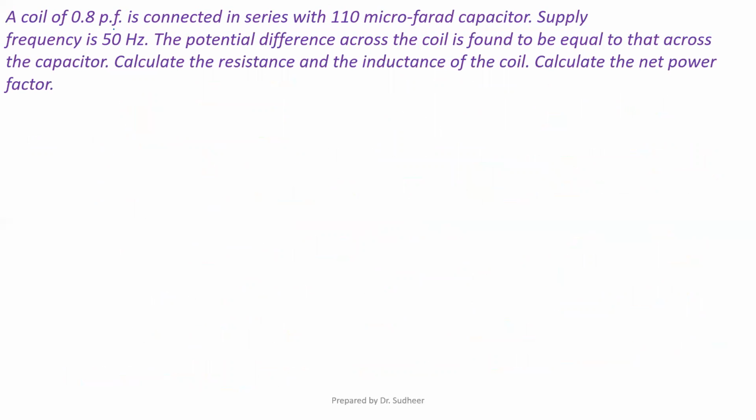A coil of 0.8 power factor is connected in series with a 110 microfarad capacitor to a supply frequency of 50 Hz. The potential difference across the coil is found to be equal to the potential difference across the capacitor. Calculate the resistance and inductance of the coil. Calculate the net power factor.